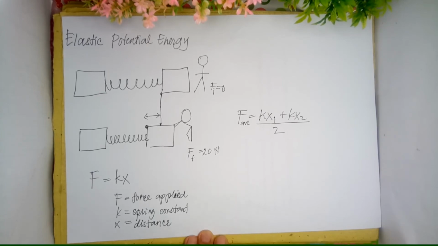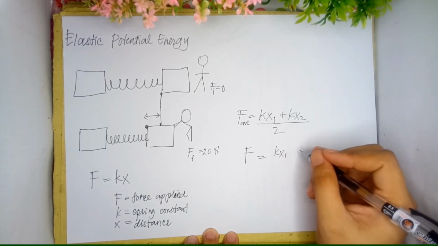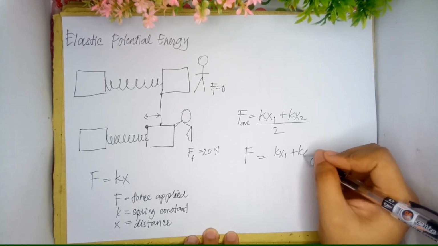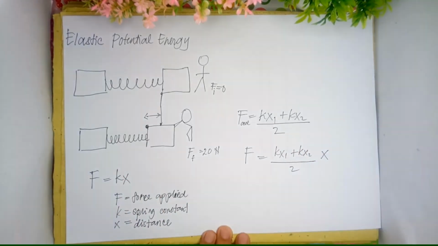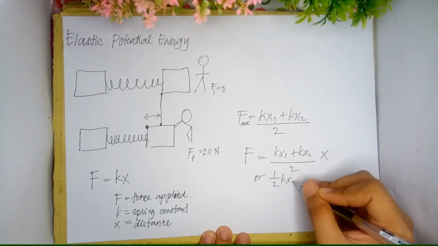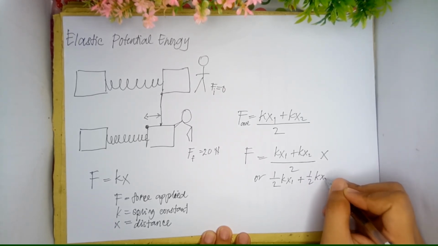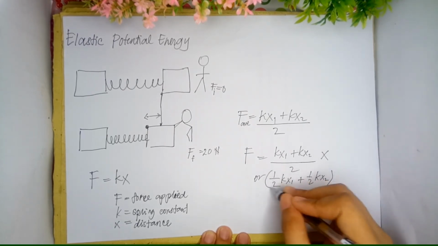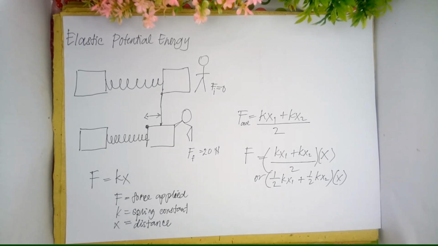Ngayon, kung yung spring natin ay galing na siya sa 0, kung ganyan ang scenario, so substitute uli natin yung value. So, force is equal to K x sub 1 or yung initial natin plus K x sub 2 or yung final force natin over 2 times yung position. Okay, or pwede rin naman nating isulat yan na 1/2 kx1 or I plus 1/2 kx sub 2 or f times, so lagyan na rin natin ito ng parenthesis para hindi nakakalito, yung ating displacement or yung pag-change niya ng position.